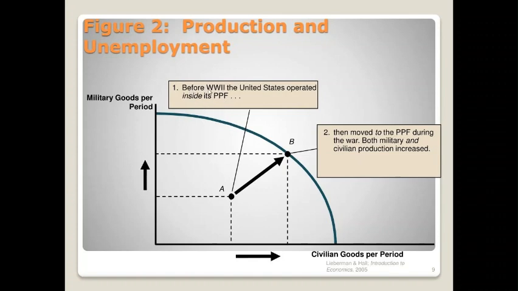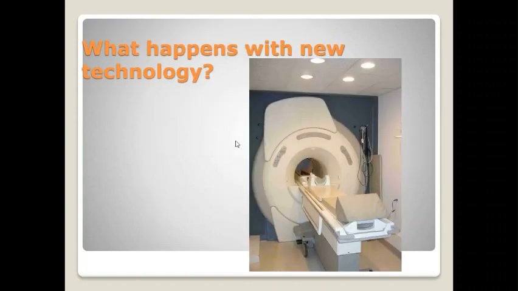Before World War II, the United States operated inside its PPF, meaning that it had a recession. Then it moved to the PPF during the war, both military and civilian production increased, meaning that it moved from recession to a state of economic prosperity. So that's something to note.